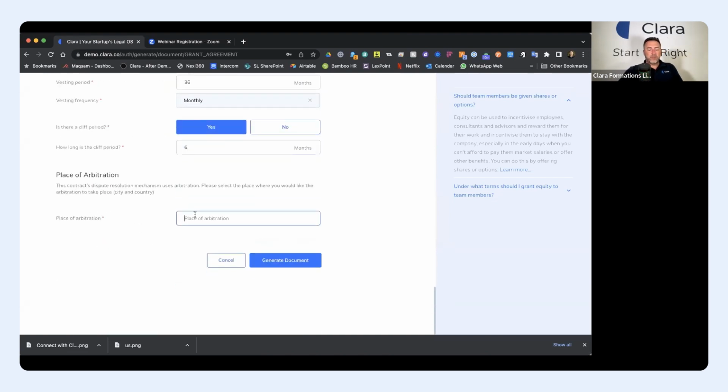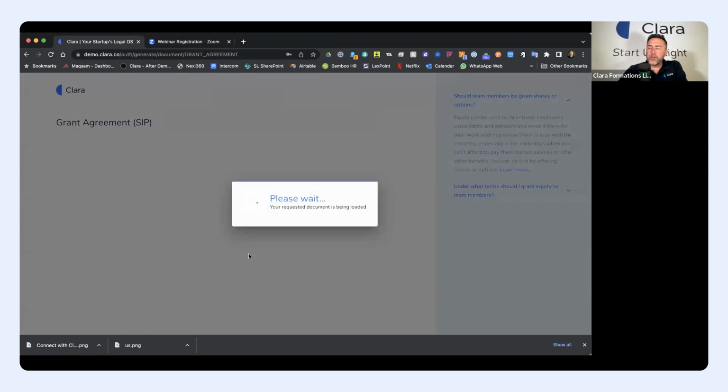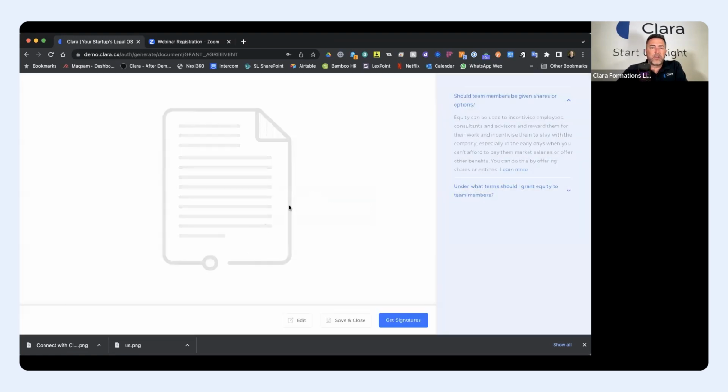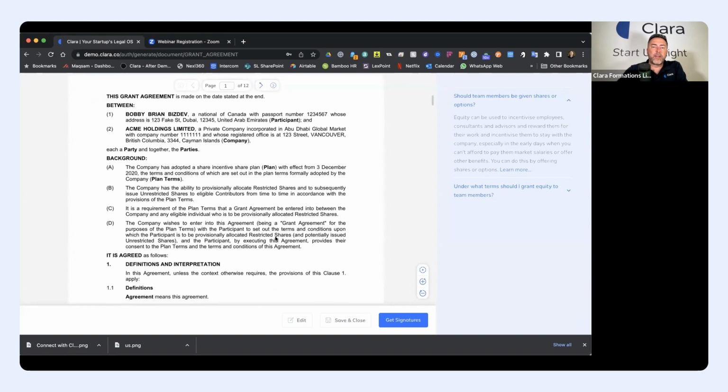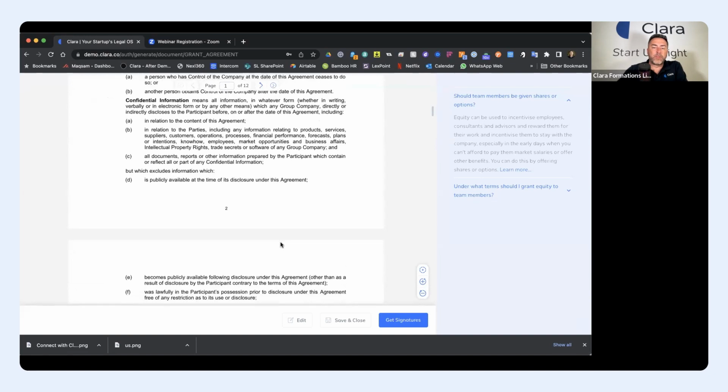Place of arbitration, it's going to be ADGM, okay, Abu Dhabi. And then we're going to generate the agreement. Now, this agreement will be obviously bespoke to that particular individual. You'll create it. And again, if you want to share it with them, you press the get signatures and it will go out and they can review the terms of the agreement.